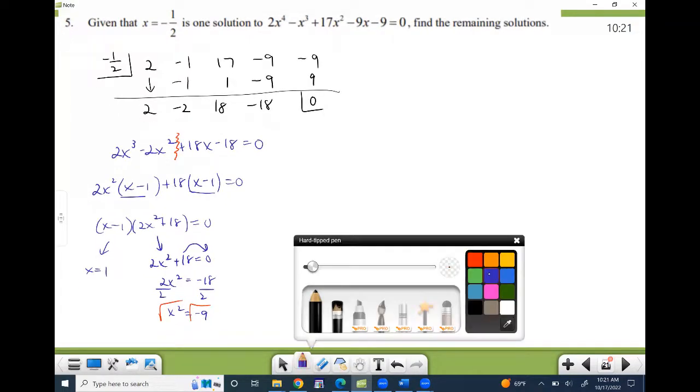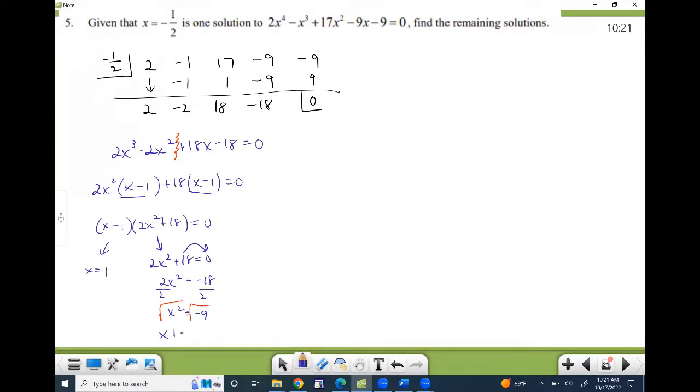So this is going to be plus or minus, oops. And don't forget, it is going to be i root 9, which means it's going to become plus or minus the square root of 9 is 3. Okay, so it says to find the remaining solutions. Okay, so the remaining solutions would be 1 and plus or minus 3i. All righty. Let's count them out. 1, 2, 3, and then don't forget -1/2.